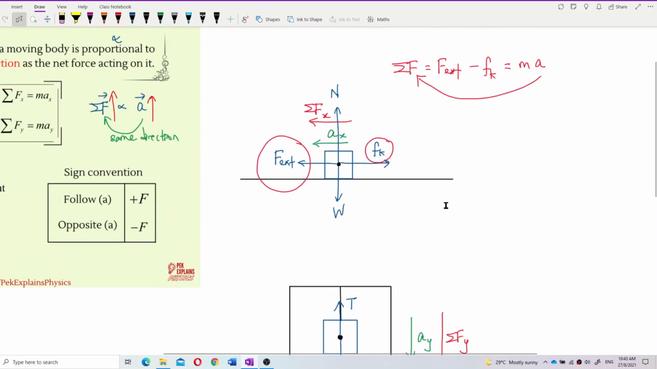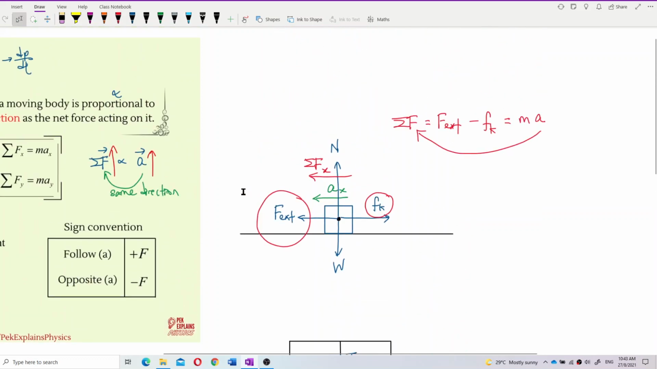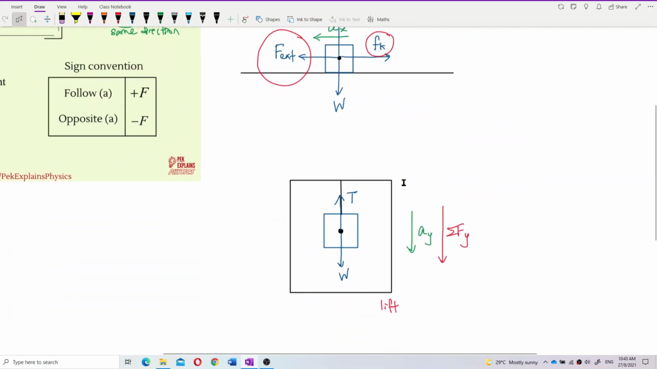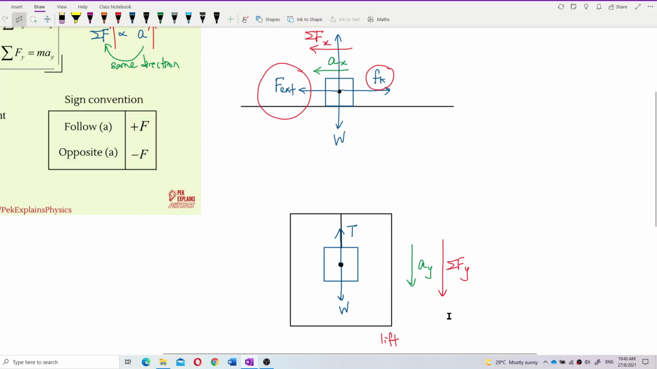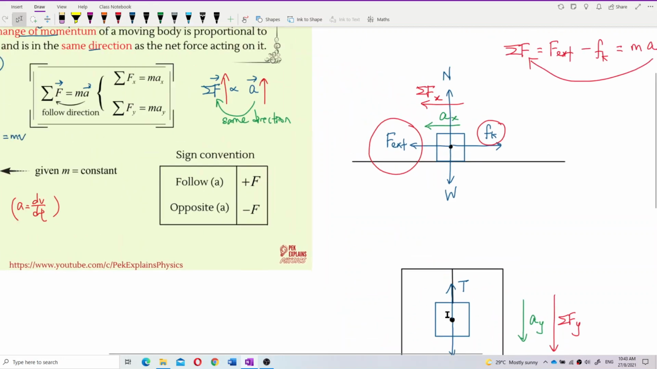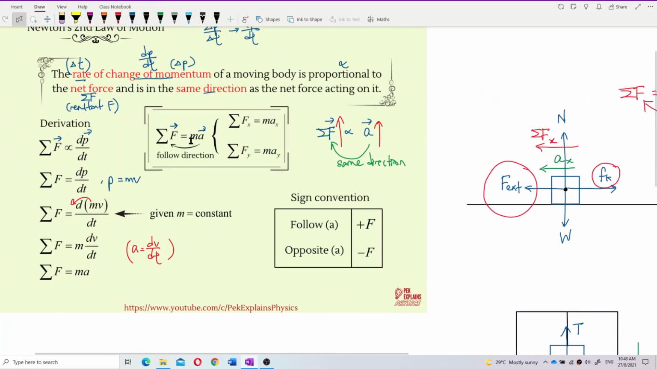So sometimes we have acceleration in the X component, sometimes in the Y component, sometimes resultant force in the X component, sometimes in the Y component. It depends on the question. We have X component, Y component, resultant force and acceleration.